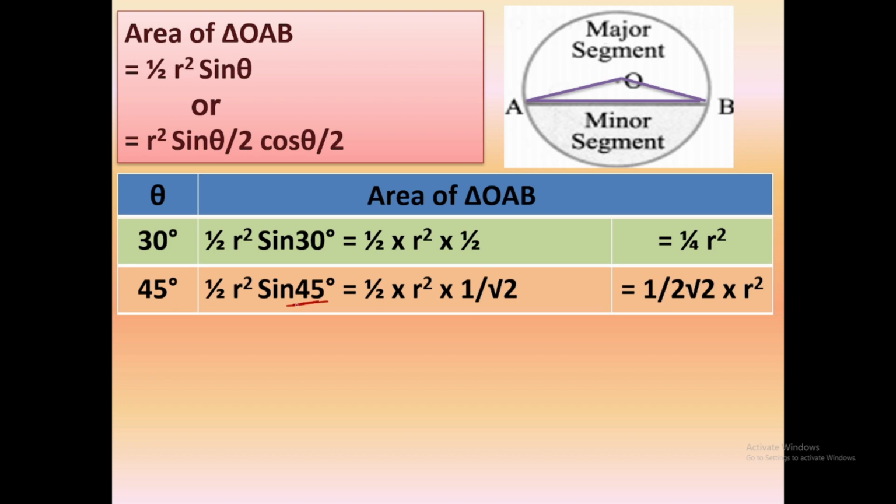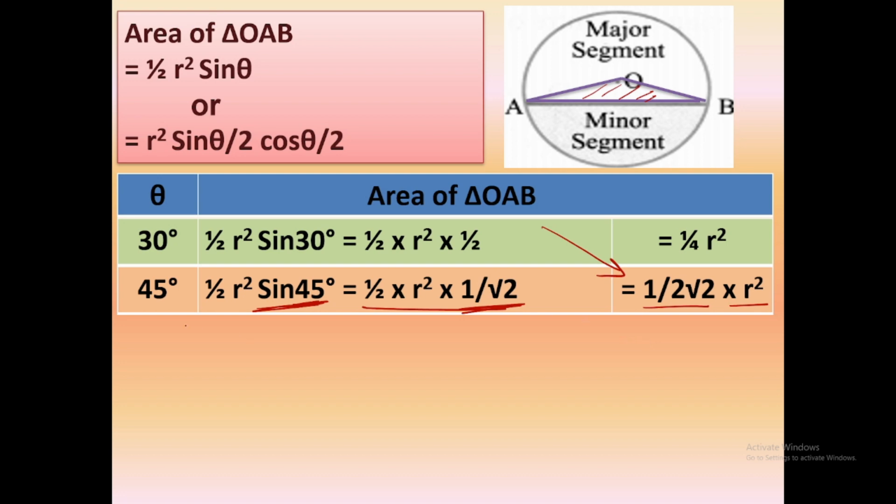And theta is 45 degree, and we all know sine 45 degree is 1 upon root 2. When you solve it, you get 1 upon 2 root 2 into r square. So this is the area of triangle. So area of triangle OAB will be 1 upon 2 root 2 into r square.